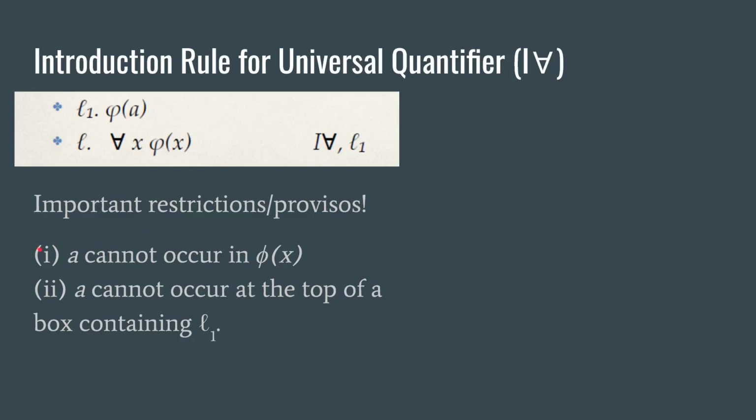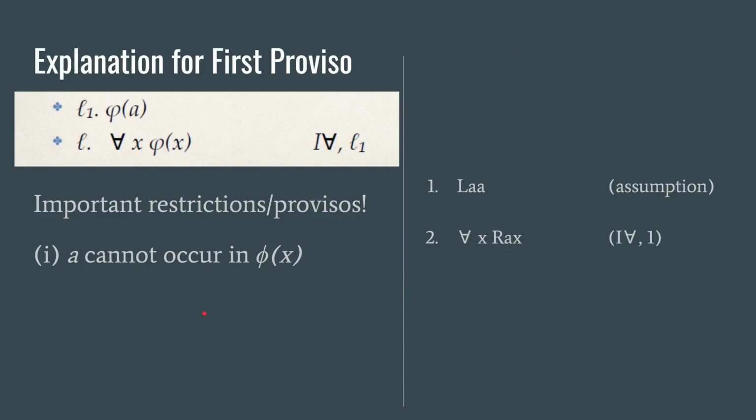So the two provisos you see here are geared towards making sure that A is arbitrary. The first one is that A cannot occur in the formula phi x, and the second one is that A cannot occur at the top of a box containing L1. In other words, A cannot appear in any assumptions which have been made previously and which have not been dropped at that stage in the derivation where we're trying to draw the universal generalization. So let's go into more detail on each of these provisos.